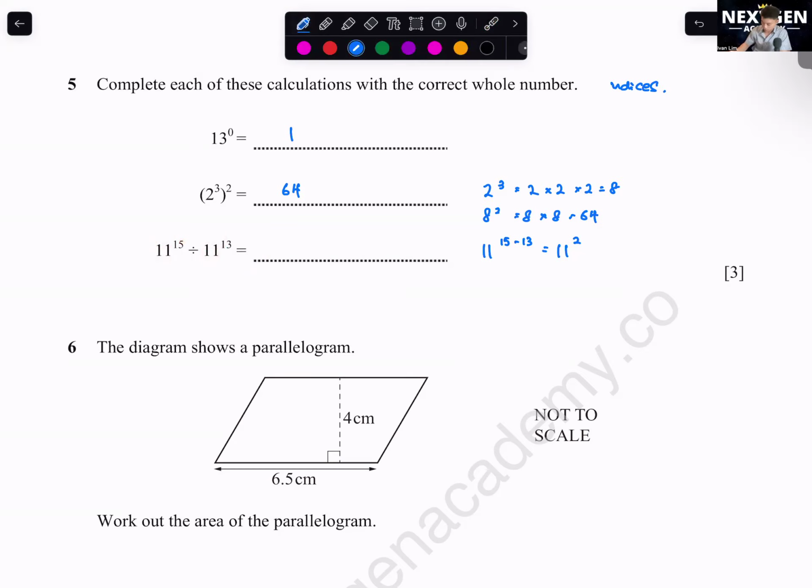11 power 2 is 11 times 11. Okay, go calculate this. 11 times 11. 1 times 1, 1 times 1. 1 times 1, 1 times 1. 1, 2, 1. Okay, not 99. 1, 2, 1. Good try. Same thing, 99 and 121 are two different things.